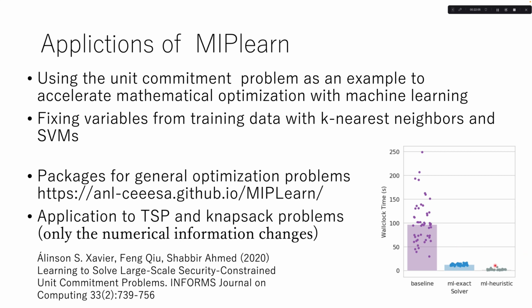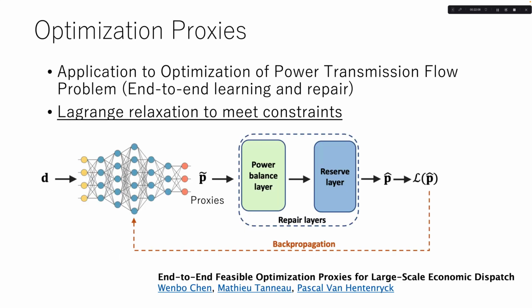The following study was conducted by Pascal van Hentenryck and colleagues at Georgia Tech, and it focuses on an approach called optimization proxies. Since deep learning struggles with directly handling constraints, it is generally difficult to train a model to output optimal solutions directly. The basic idea here is to train the model to output infeasible approximate solutions, called proxies, and then transform these into feasible solutions using repair layers. The researchers applied this approach to power transmission flow optimization, designing 2 repair layers specifically for this purpose.